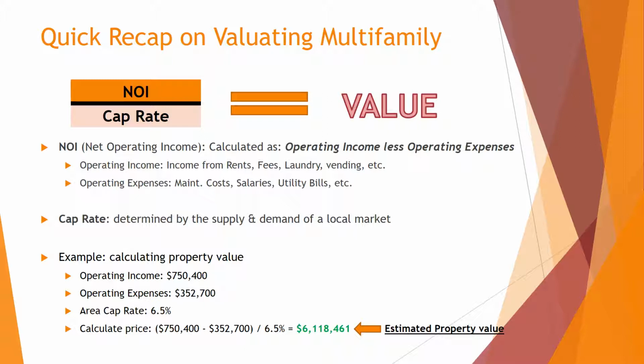The cap rate is a percent that represents a local submarket's supply and demand for properties in the class that you're buying at. A quick sample would be if my operating income is $750,000 and some change, and my operating expenses are $352,000 and some change, and we know that the area cap rate is 6.5%. It's simple math: 750,000 less 352,000 divided by 6.5%, which gives us roughly a $6.1 million property value. So that was a quick recap.